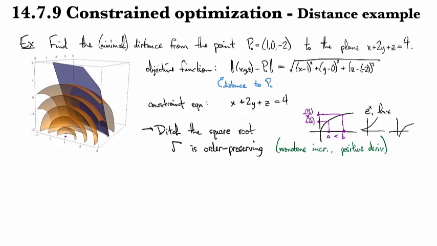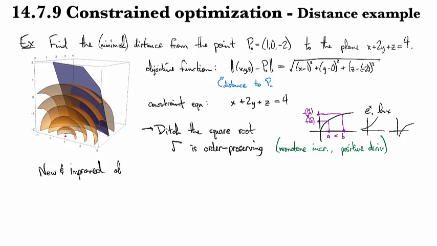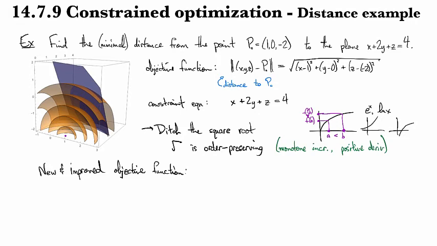So we can go with the new and improved objective function, and I'll call it f. It's just the same thing that we had before, but without the square root.